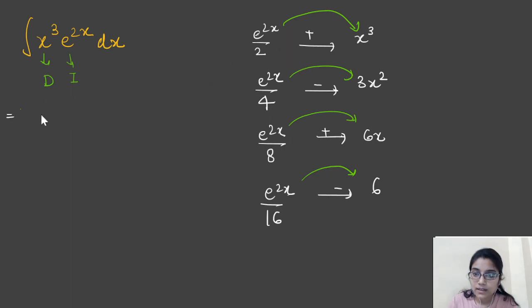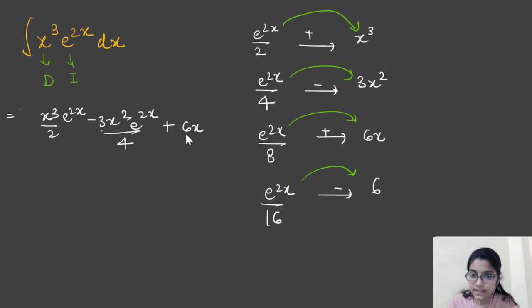So with plus sign, x cube by 2 e raised to the power 2x, then with minus sign, 3x square e raised to the power 2x by 4, then 6x by 8 e raised to the power 2x, and minus 6 e raised to the power 2x by 16. See, you are getting the answer.